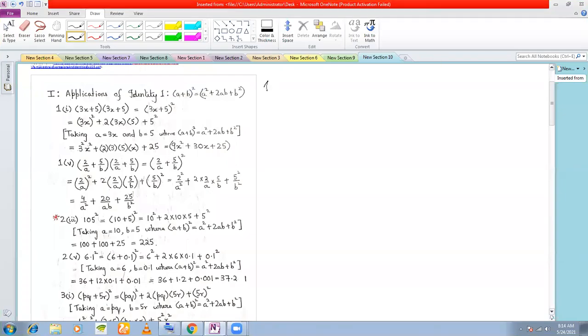You have one part 1 in my textbook. This is, so you have 3x plus 5 into 3x plus 5. Now, how will you multiply these two? So, normally, how would we have multiplied? What we would have done is, normally, we would have multiplied by taking 3x into 3x.